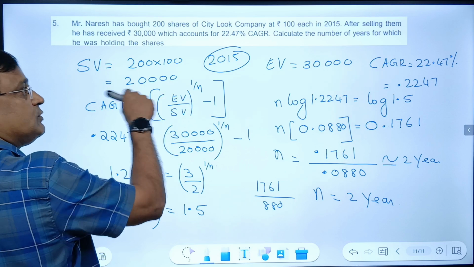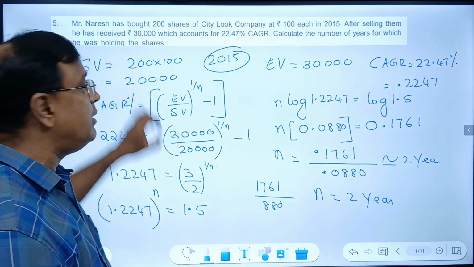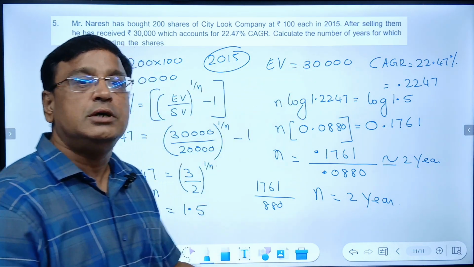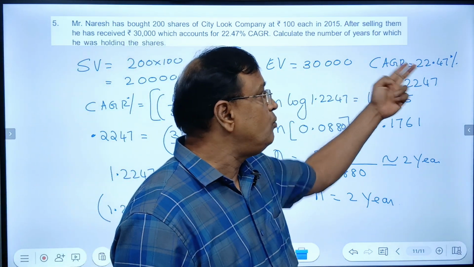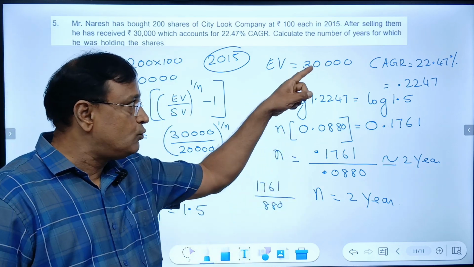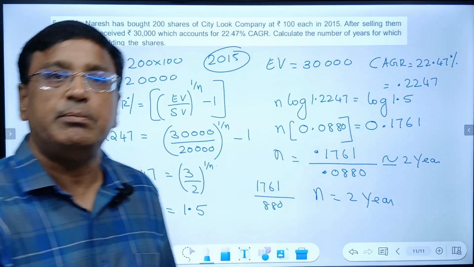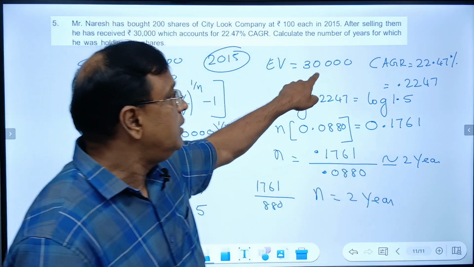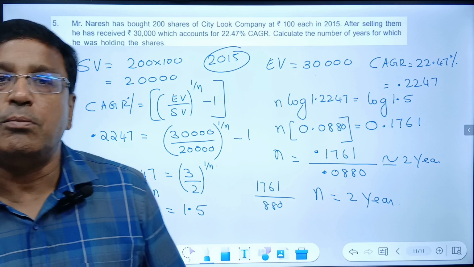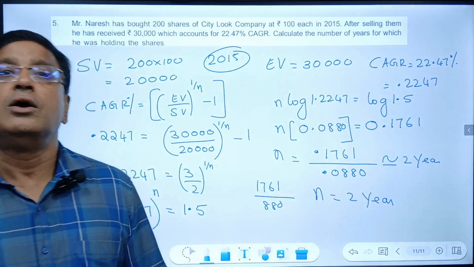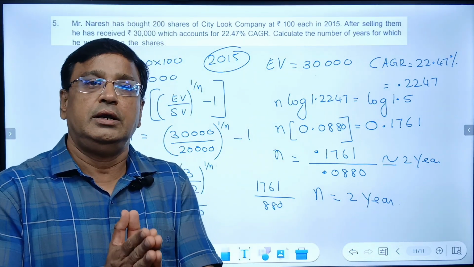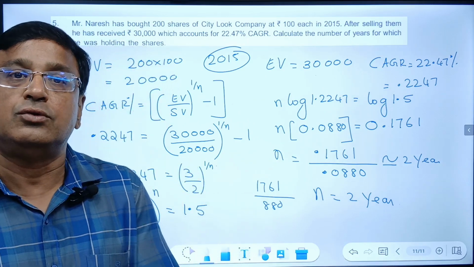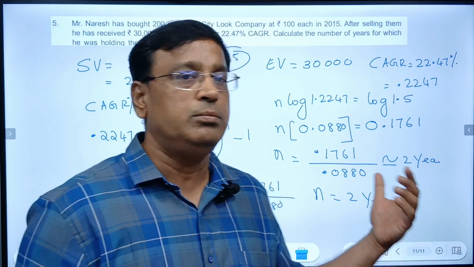I should keep my shares for 2 years. My initial share value, my face value, is 20,000, whereas my market value is 30,000. So my growth rate is 22.47, and for this to happen, I should keep my shares for at least 2 years so that I earn this money at this growth rate. This is what compound annual growth is. I hope you understand the concept. Compounded annual growth rate is a very important topic where you understand the growth of a company through the compounding effect. I hope this is clear to you.